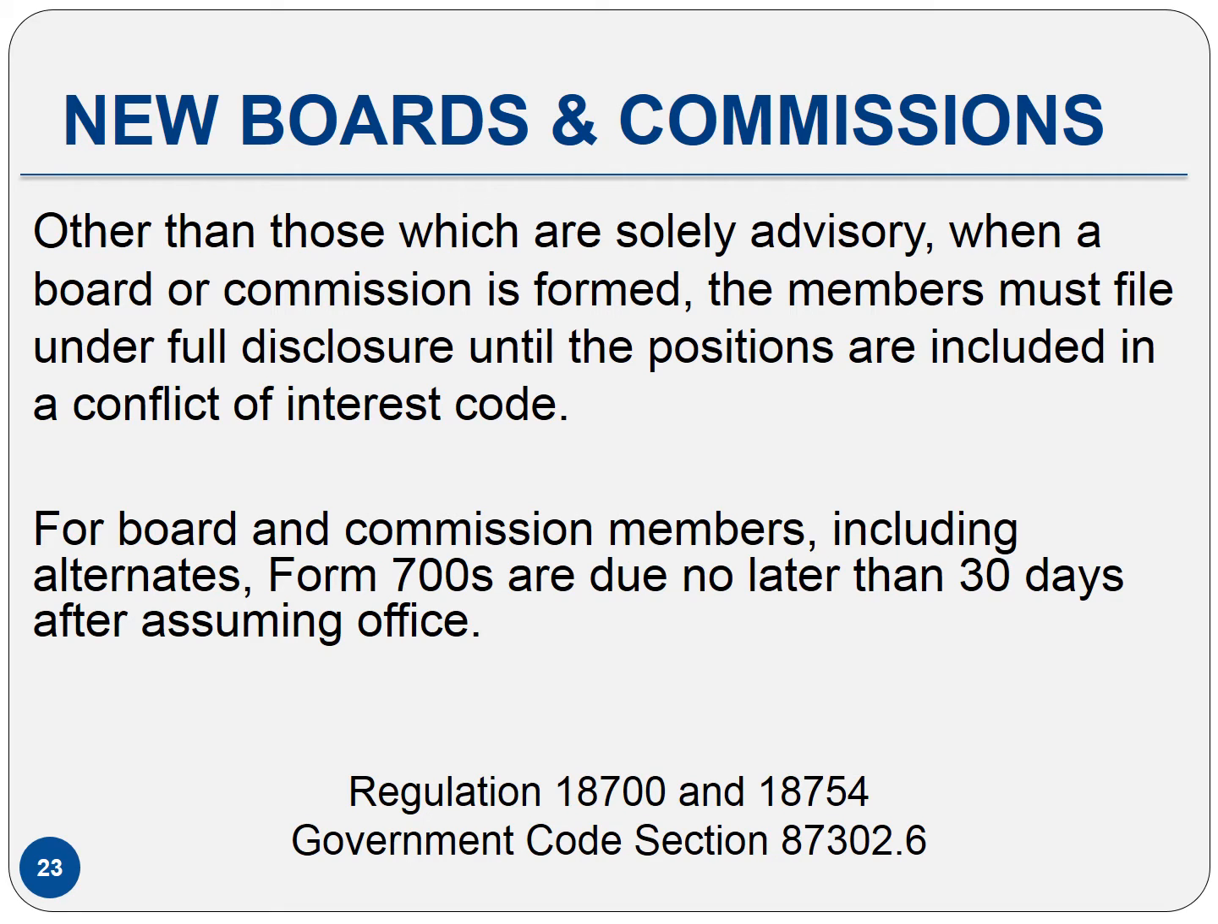A common example would be a county establishes a commission to study land use issues. If the committee is not solely advisory, for instance, it has a budget or can approve or disapprove of a plan, the committee members must file the Form 700 within 30 days of assuming the position and have full disclosure.